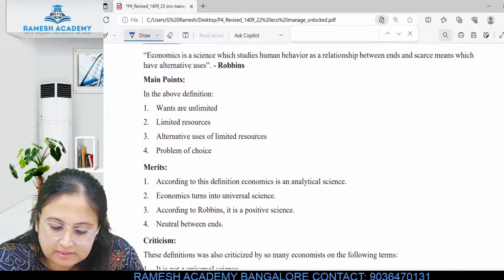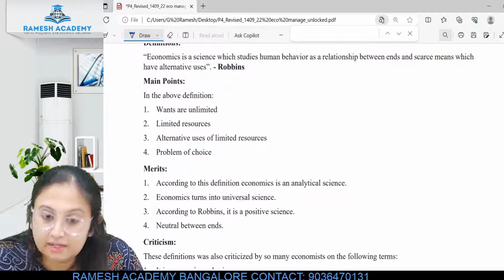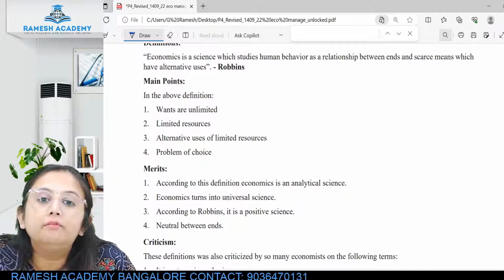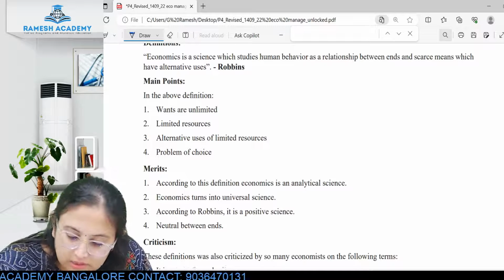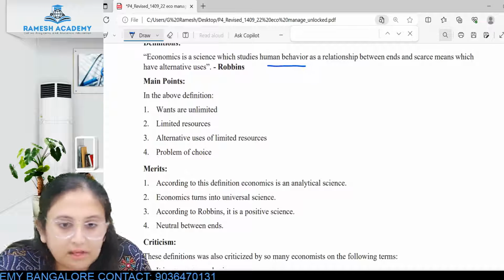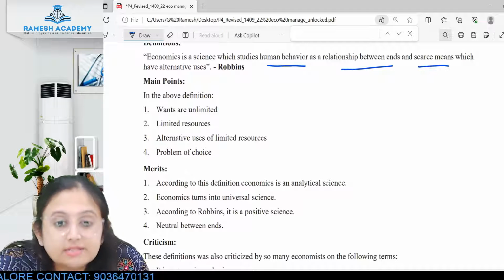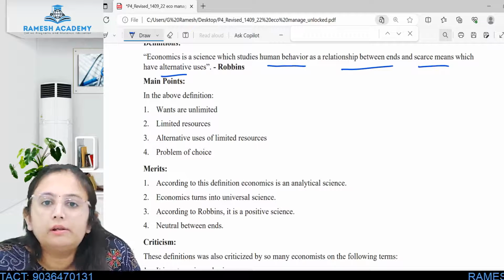So economics is a science which studies human behavior as a relation between ends and scarce means which have alternative uses. See, he has told about all these things. So what is that? First, it studies human behavior. Okay. Then, as a relation between ends and scarce means which have alternative uses. What are these alternative uses?